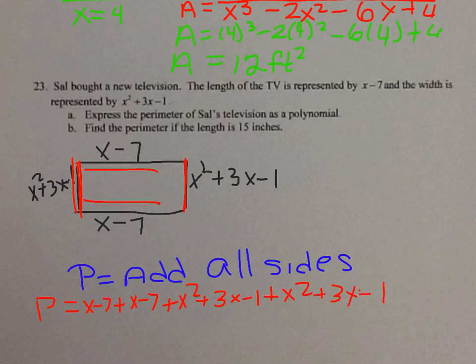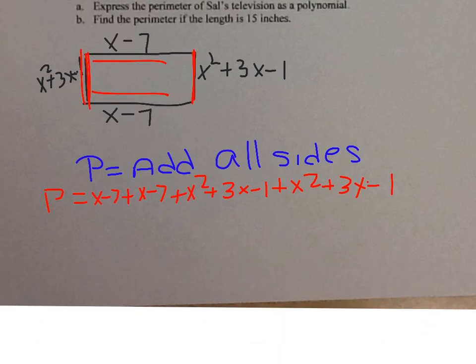And now we're going to combine like terms. P equals, look for the like terms. I'm going to start with the squares. X squared plus x squared is 2x squared. X plus x is 2x, plus 3x is 5x, plus 3x is 8x. Negative 7 minus 7 is negative 14. Minus 1 is negative 15. Minus 1 is negative 16. Okay, that's part A. That's the perimeter expressed as a polynomial.